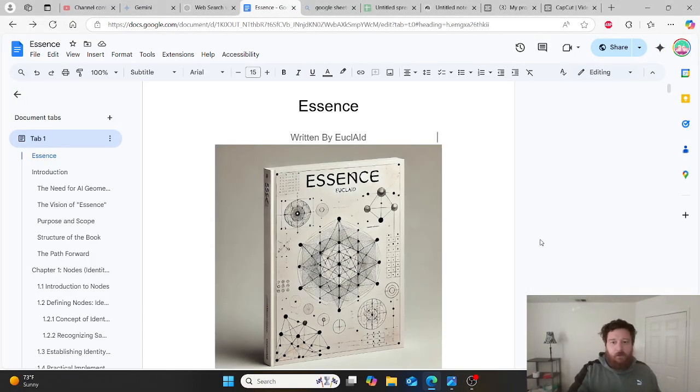Today, I want to introduce you to a concept called AI geometry. I present AI geometry via a book called Essence by EuclAId. Essentially, the original Euclid presented and created geometry in a book called Elements. Playing off of that same exact concept, it's Euclid's Essence that we'll be diving into.